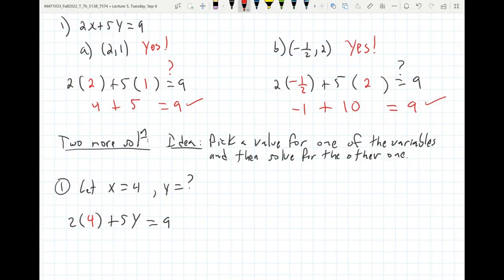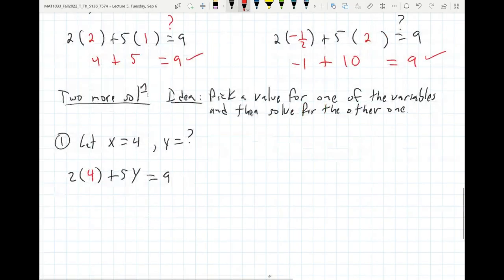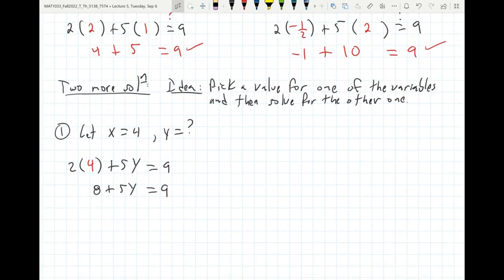This is now a linear equation in one variable. We already know how to deal with this. So we have 8 plus 5y equals 9. You know the drill now. Move the 8 to the other side. So you get 1, right? 9 minus 8. And then, what do I do?